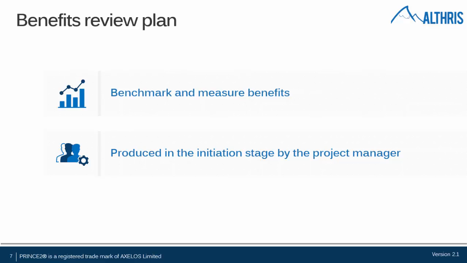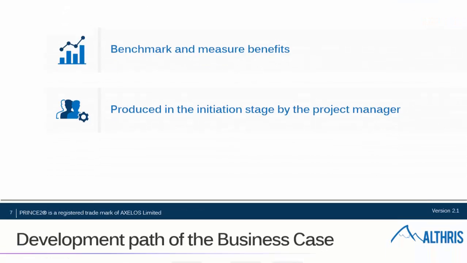We can see them before we've implemented the project. We can measure them and look to them as we're doing the project. And we can also, at the end of the project, see have we achieved them or will we achieve them in the future at some stage. Okay, so it's produced in the initiation stage by the project manager. And again, because you're dealing with the senior level, much of the information is coming from the project board and you're just putting it in as the project manager into the benefits.